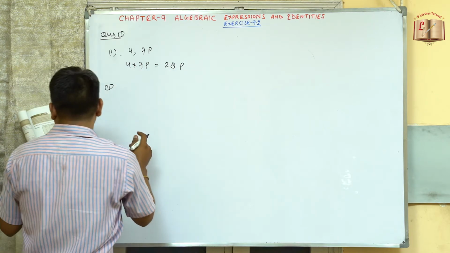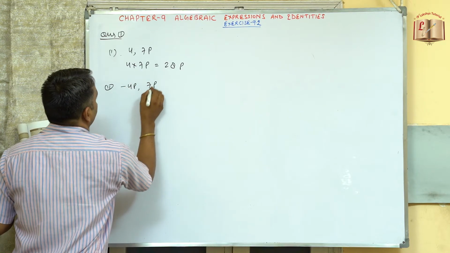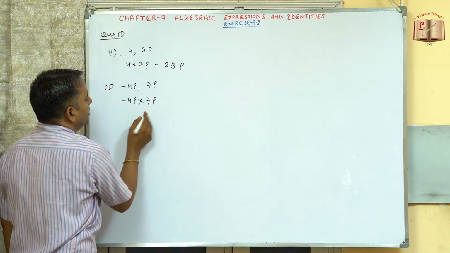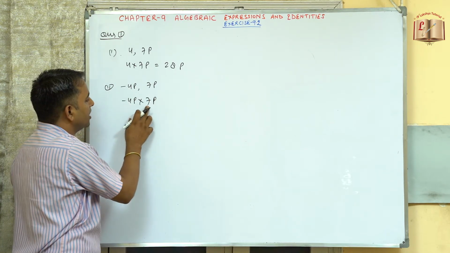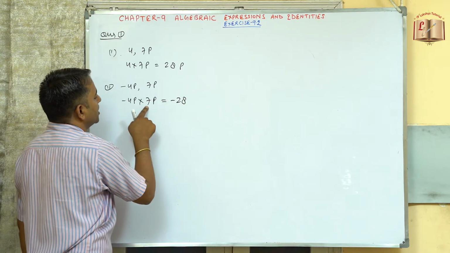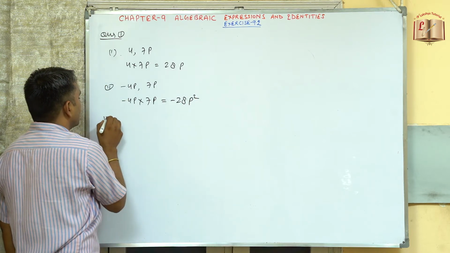Coming for the second one, this is minus 4p comma 7p. So this will be minus 4p into 7p. हमेशा कोफिशिएंट और नंबर का प्रोडक्ट होगा. So this will be minus 28, 4 into 7 minus 28, p into p. So this will be p square.